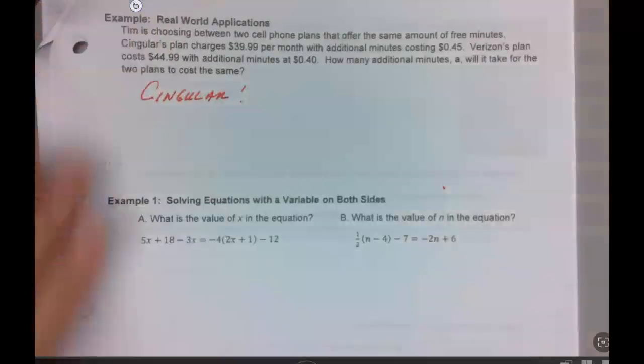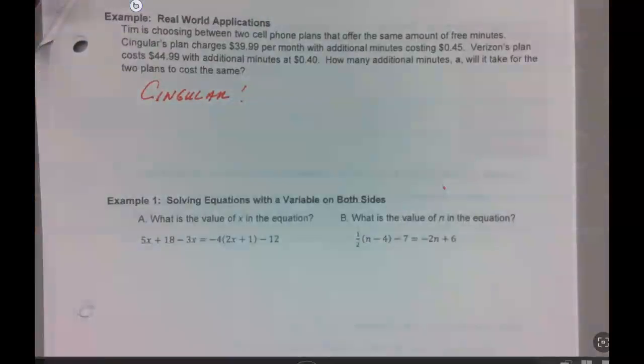Okay, who in here has singular? Raise your hand. Anybody have singular? Who has Verizon? Well, a lot of you have Verizon, right? Who has AT&T? Correct? It's expensive, I'm telling you. Having a cell phone is expensive, isn't it? But they all do this to you.